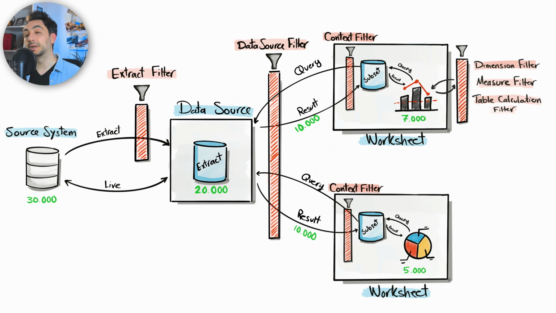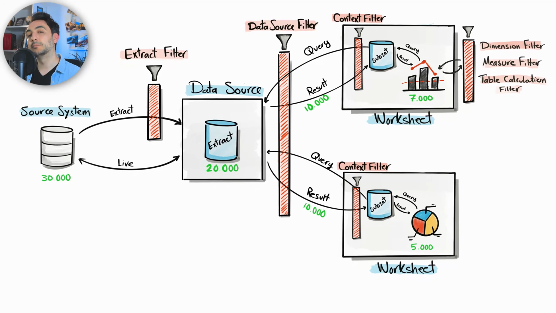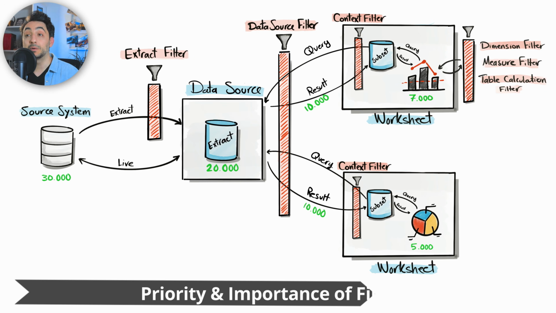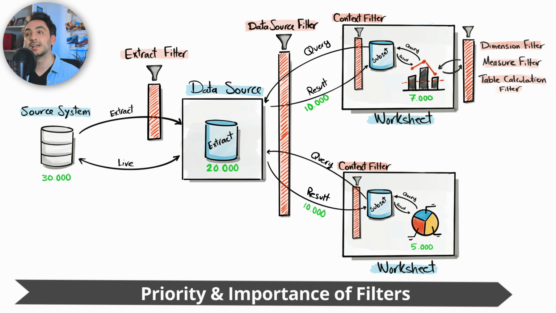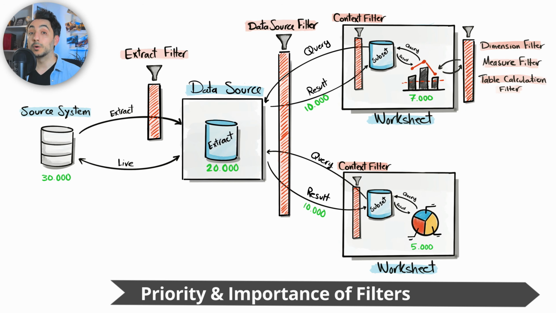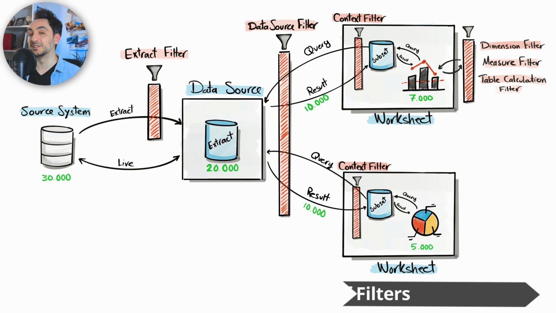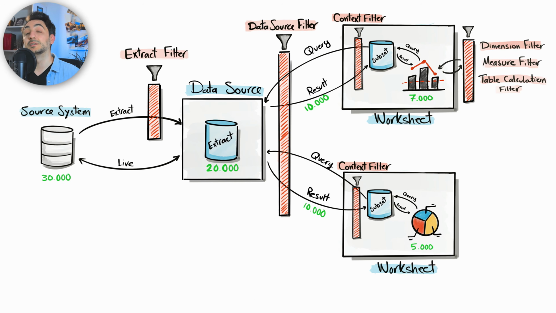And now by looking at the big picture, you can understand that as we are moving from left to right, the importance and the priority of the filters are changing. For example, the most important filter is the extract filter, and it also has the highest priority in Tableau, which means Tableau is going to process it first. And the table calculation filter is the least important and has the lowest priority, so Tableau is going to process it last. The order of the filters in Tableau is very important to understand in order to know where to apply which filter. So the order of filters in Tableau is defined like the following.